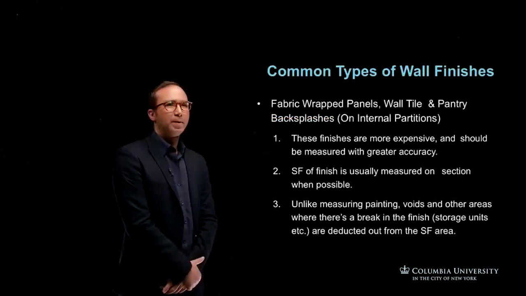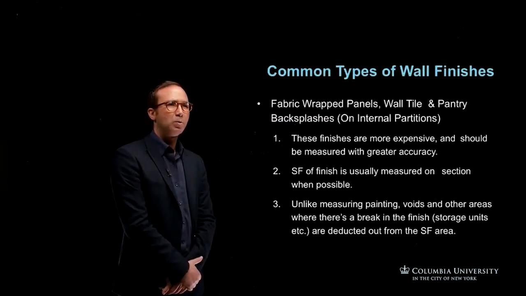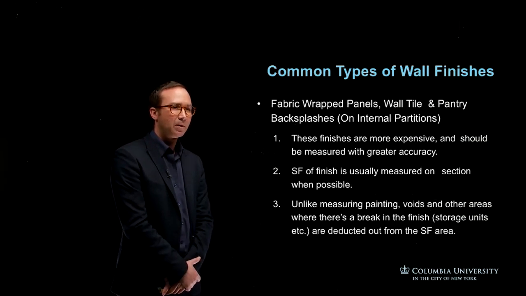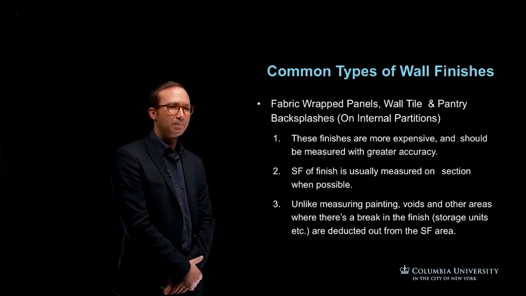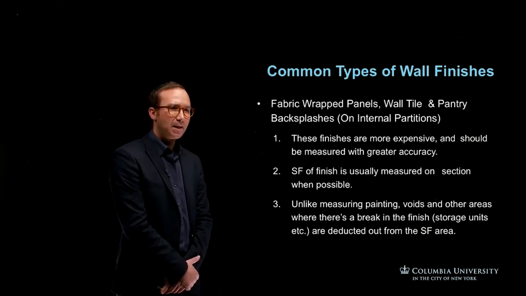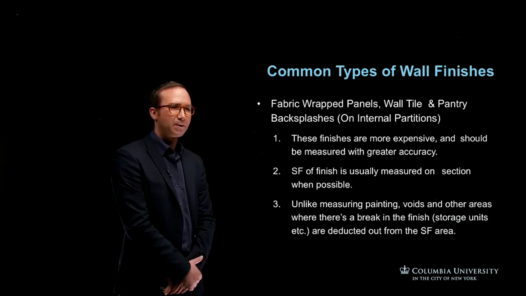So other common types of wall finishes can be fabric wrapped panels, wall tiles, pantry backsplashes, all part of internal partitions. Now these finishes can be expensive and should be measured with greater accuracy. Square foot of finish is usually measured on section when possible. And unlike measuring painting, voids and other areas where there's a break in the finish, such as storage units, these are deducted from the square foot area.